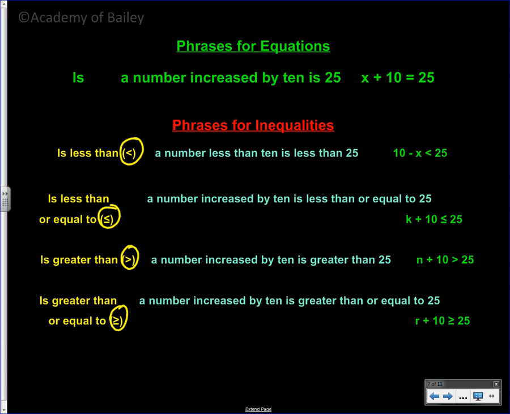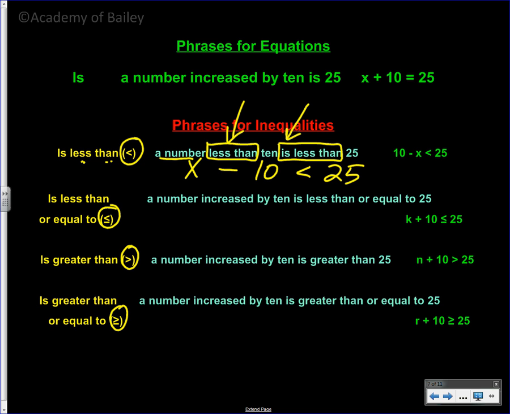Phrases for inequalities. So when we have an inequality, a number, let's say x, less than. Well, I see less than right here. This is a little bit confusing because remember, this less than represents a minus symbol, but this one right here represents a less than symbol. And the key difference between the two is this right here, that is. You have to pay close attention. That is tells you we have a less than symbol, and then the less than right here has no is with it, so you just put a minus sign. So a number x less than minus 10 is less than 25. And I've even done what I told you last time to pay attention to on the subtraction slide.